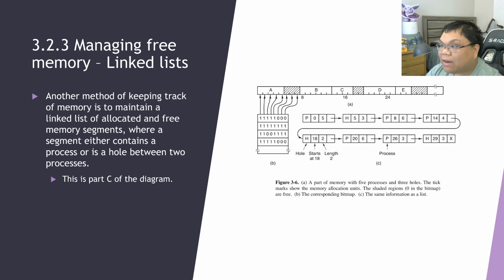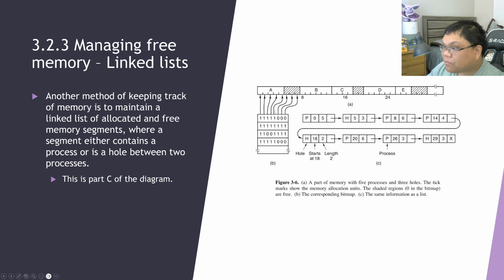So what can we use instead? Well, another way of keeping track of memory is to maintain a linked list of allocated and free memory segments, where a segment either contains a process or is a hole between two other processes. So now we're going to look at part C of this diagram. This is our linked list.